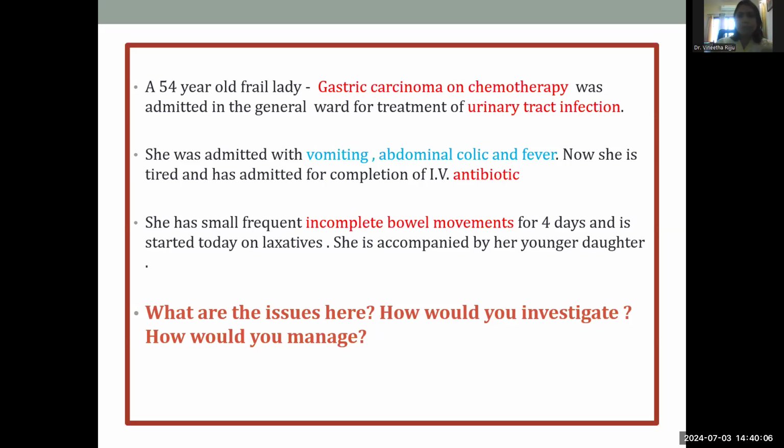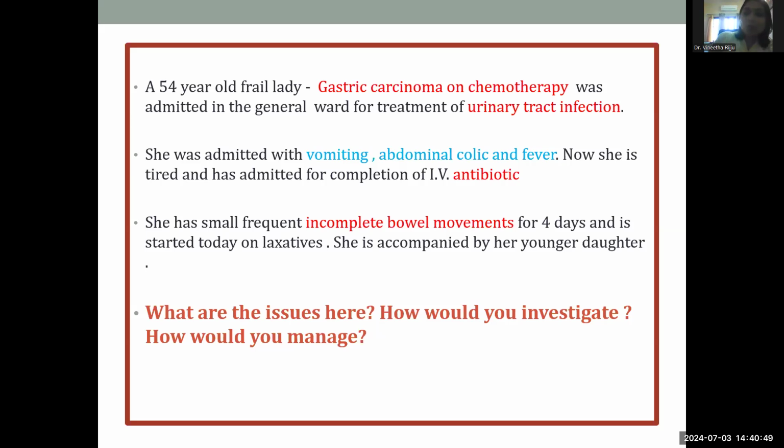So, as you can see, it's a CA stomach patient on chemo. Now she's in the ward. She has a UTI. She's having complaints of vomiting, abdominal colic pain, fever, and she's very tired. She's put in there for IV antibiotic. And she's having small, frequent, incomplete bowel movements and has been started on laxatives, and she has a younger daughter with her. Okay, so now the question is, what are the issues over here that strike you? How would you investigate and how would you manage this patient?